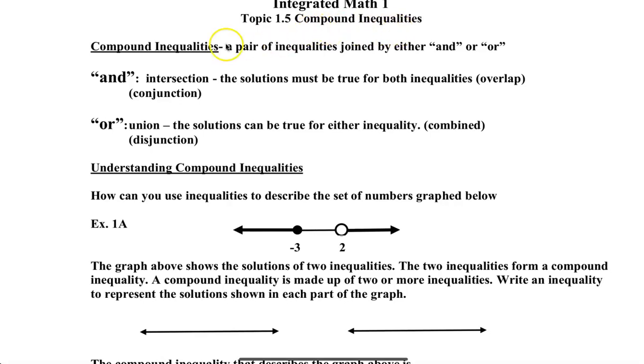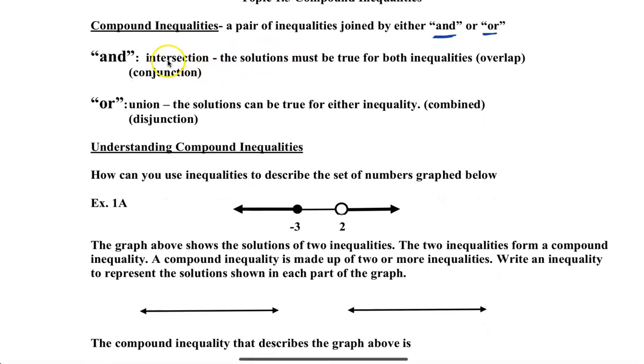Compound inequalities. A compound inequality is a pair of inequalities joined by either an AND statement or an OR statement. That's what makes these a compound. So let's talk about each one in general. An intersection is when a solution must be true for both of them. Just like in English, if I say I want a burger and fries, and you come back with just one of them, I'm gonna be annoyed. If you say and, you expect both of them. You expect overlap, right? You expect both.